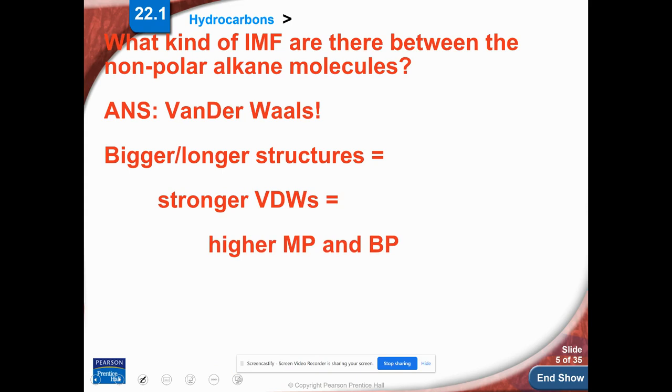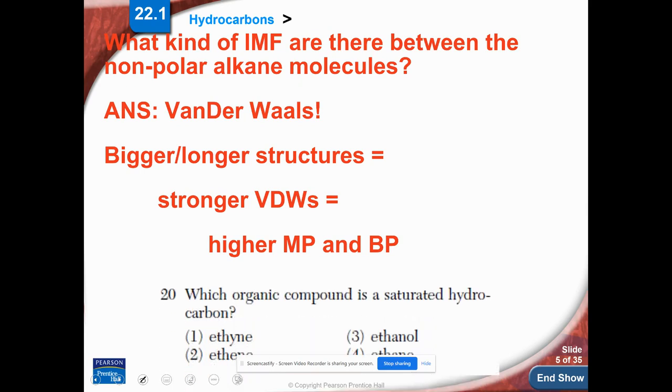Remember, boiling point, melting point, and phase all have to do with the kind of intermolecular forces that exist between molecules. If you have a high melting point and a high boiling point, that means you have stronger intermolecular forces. Low melting point, lower boiling point, those are going to have weaker intermolecular forces.